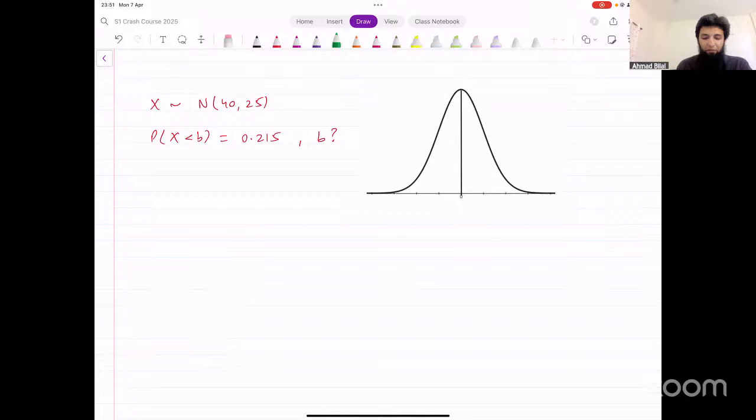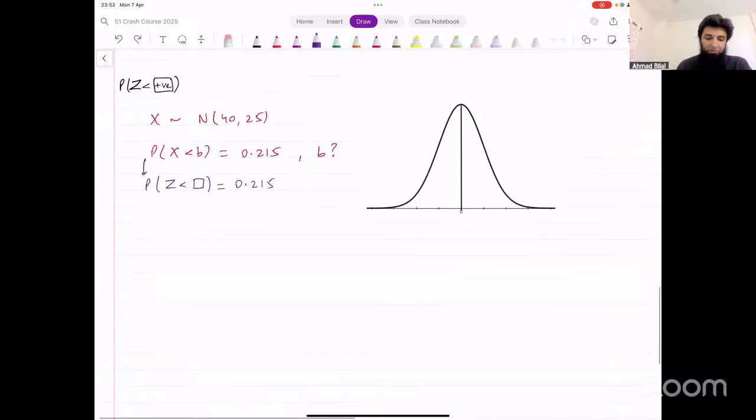Again, we have to think of whether z is positive or negative, first of all. Remember the standard form? Is this z less than a positive number? We can only use the table if we have something in this form. Otherwise, we cannot use the table. All right. So what we do is we first of all write this in z form. So it becomes the probability that z is less than some number, that is equal to 0.215. Right, that's what we're looking for.